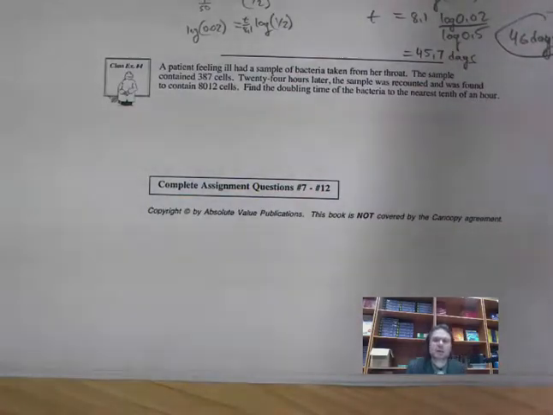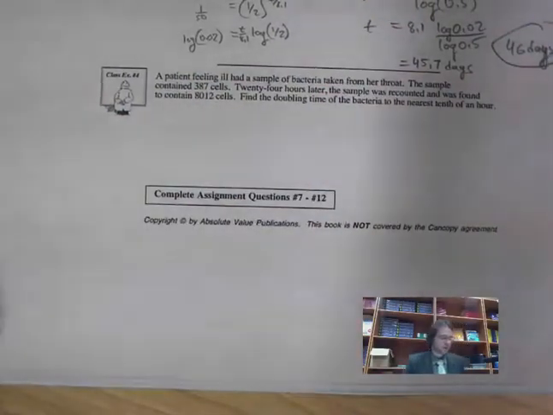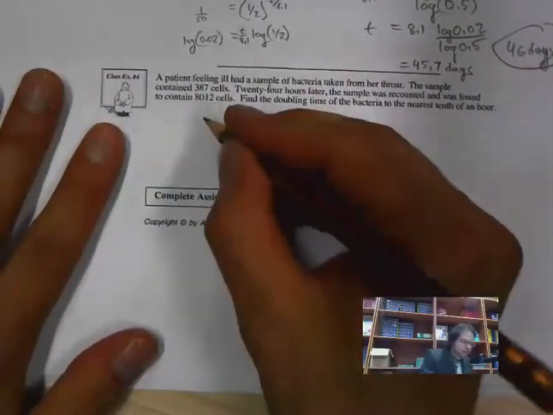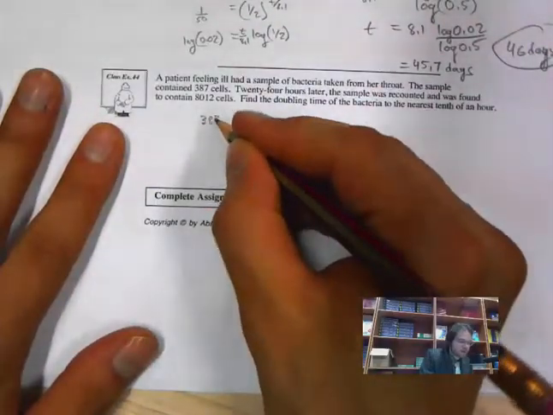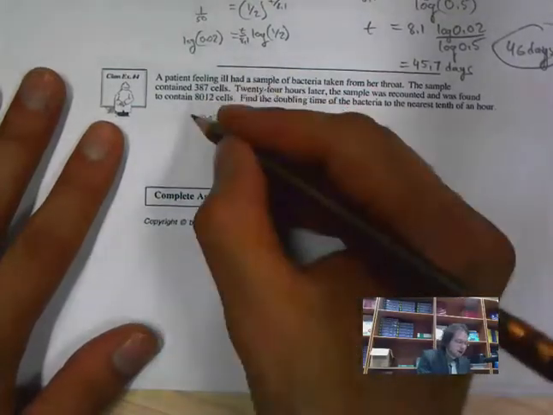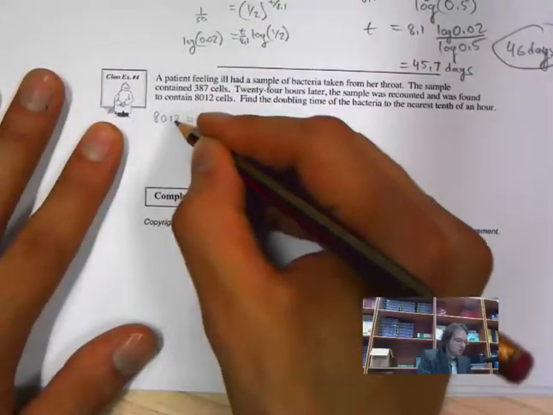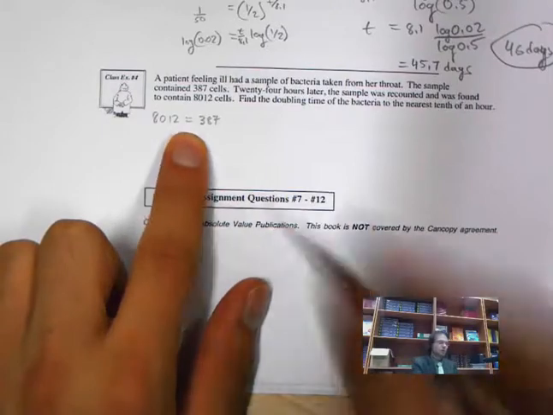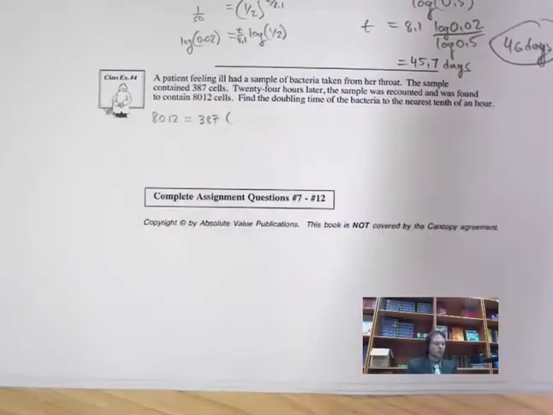A patient feeling ill had a sample taken of bacteria. The sample contained 387 cells. Now, 24 hours later, the sample was recorded and found to contain 8,012 cells. So my initial is 387. Now, our final is 8,012. Well, we're increasing, so my exponential base must be greater than 1.